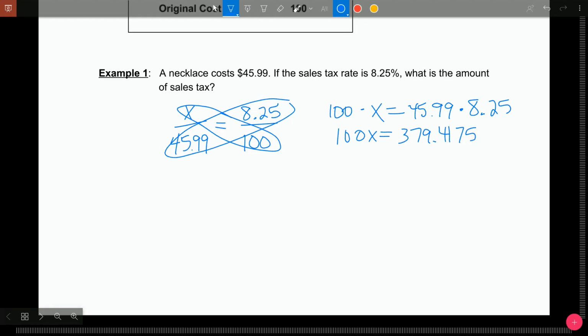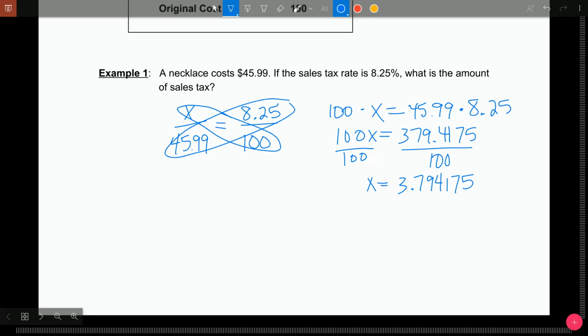Next step would be getting rid of that 100 that's attached to the x through multiplication. So we're going to go ahead and divide by 100 on both sides. And when we do that, we come up with 3.794175.